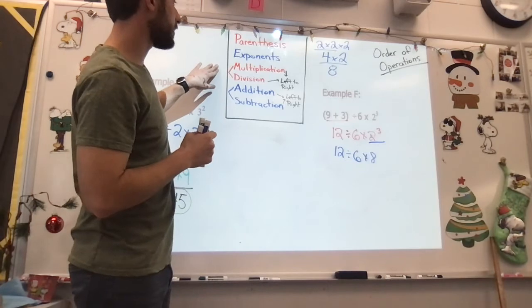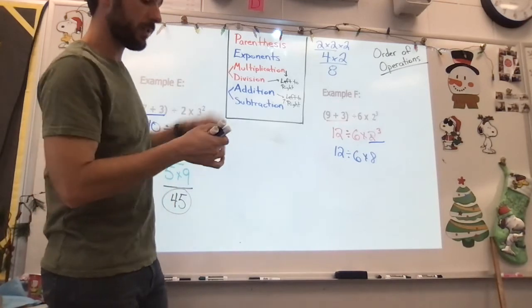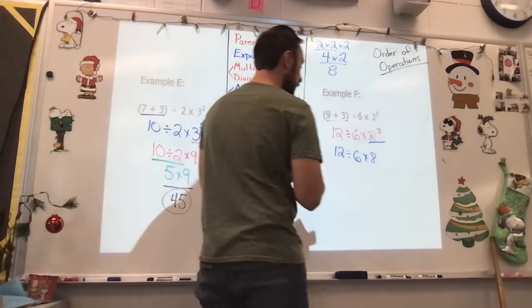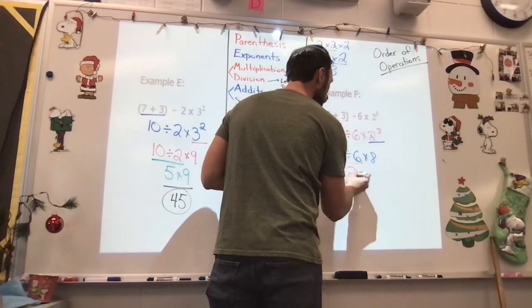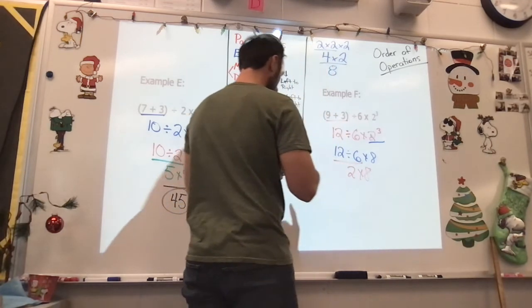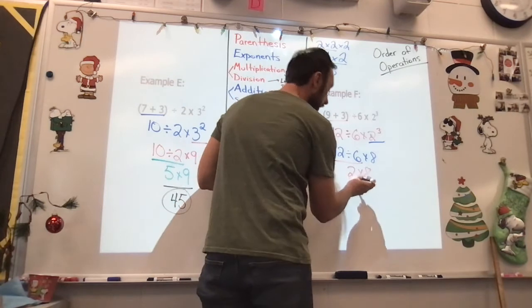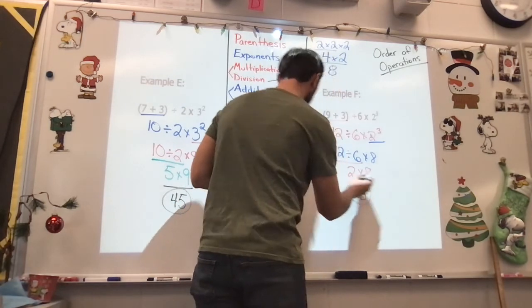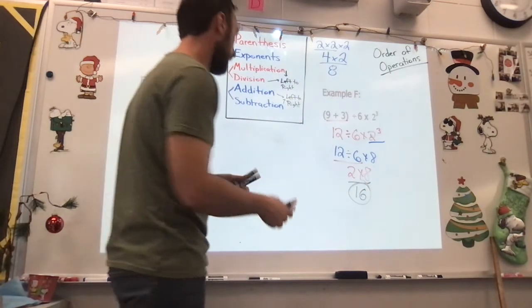Now I check my checklist. Do I have a multiplication or division? Yes. And I'm going to work from left to right again. 12 divided by 6 would be 2. And then 2 times 8 would give me a final answer of 16. So that is the answer for example F.